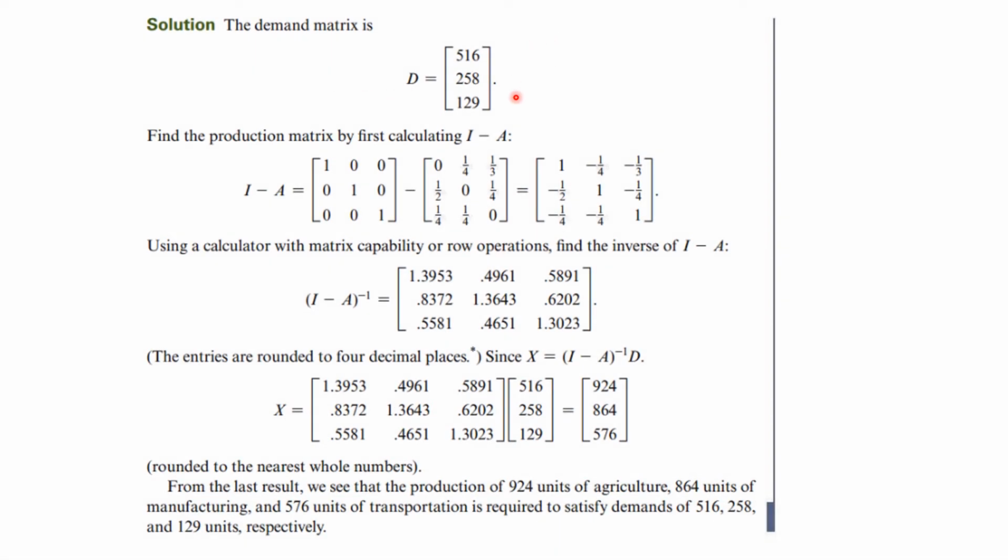So here's the demand matrix, and I minus A. This is I, it has a 1 down the diagonal and a 0 everywhere else, minus what we had for A, so this is our matrix I minus A. We can use Excel to find the inverse of that, and this is what we find for the inverse. We're rounding these off, and then X is equal to I minus A inverse times D, and we get this answer. I will ask you a problem like this on your final assessment, so this is something you do want to know how to do.